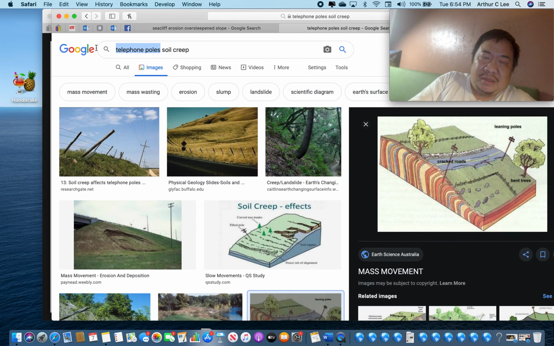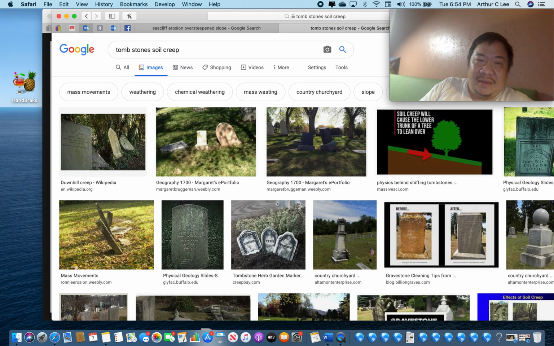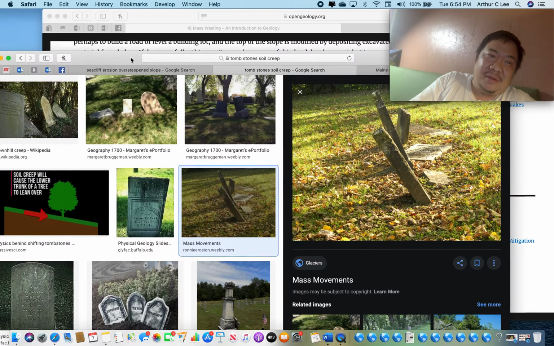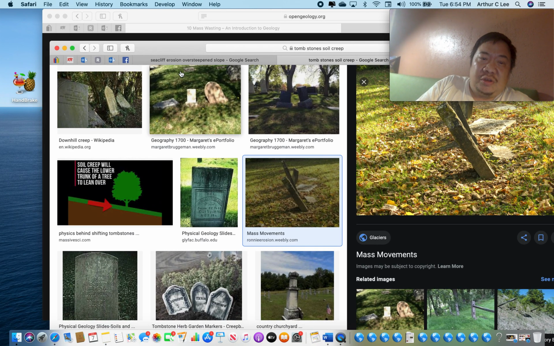It's kind of morbid, but you can also use tombstones. If there's a graveyard nearby and there's soil creep, then the tombstones are going to be falling down or leaning towards the direction of the soil creep. So you can use tombstones as well. If the tombstones are going straight into the ground, that means you don't have any soil creep. So when you buy a house, look for evidence that there's not too much soil creep occurring, and look at the house itself so that you'll have less problems.